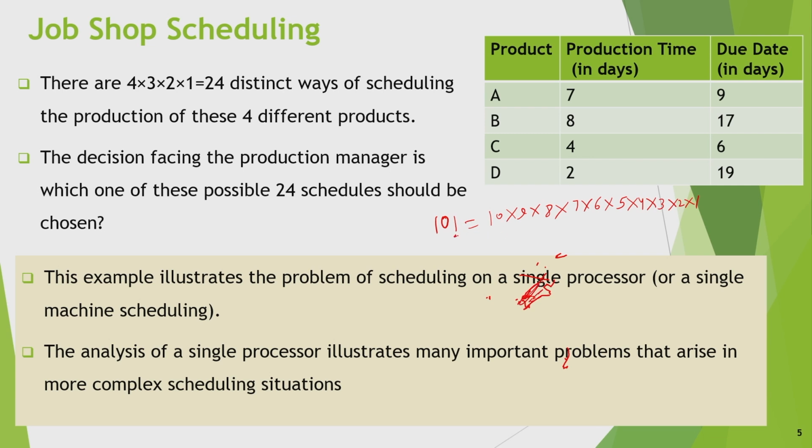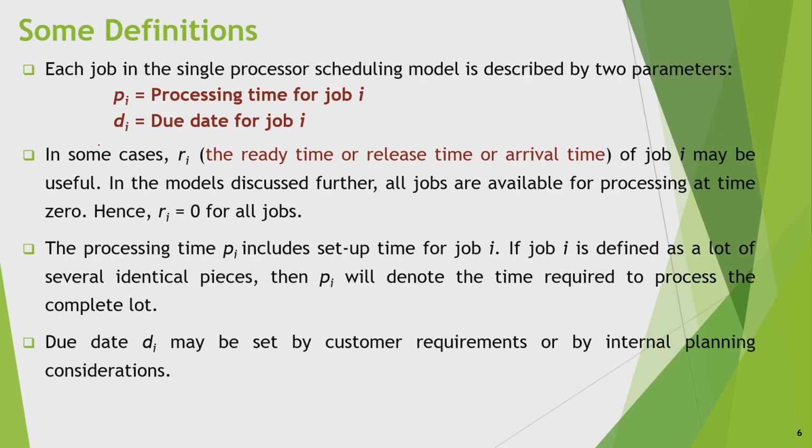So this example illustrates the problem of scheduling on a single processor, or single machine scheduling. The analysis of a single processor illustrates many important problems that arise in more complex situations. Okay. So now we will go to the next one. Let us go to some definitions.